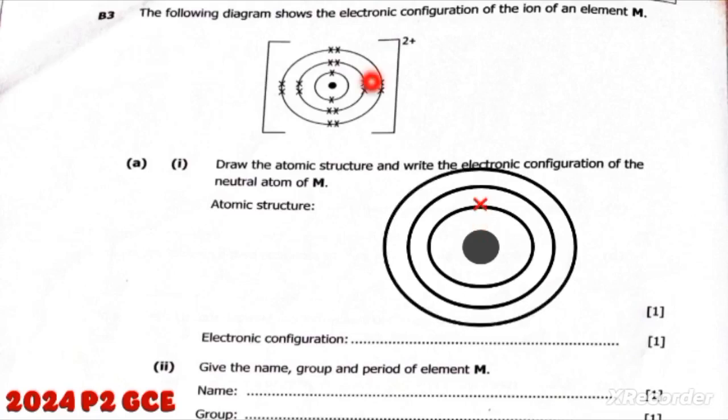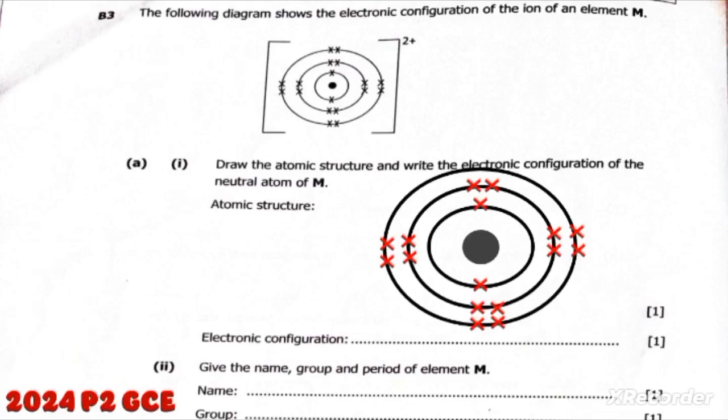So this one has gained 2 electrons and it has 8 electrons in the outermost shell. So to write the original element, we are going to remove 2 electrons. By the way, we are told that this one is an ion. So we remove 2 electrons. We are going to have 6 electrons in the outermost shell.